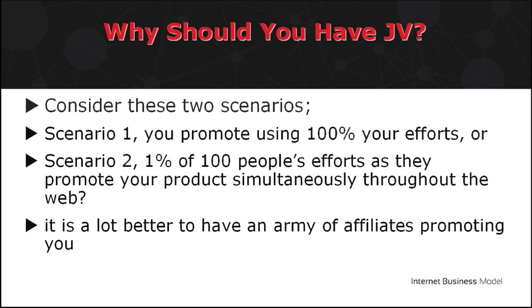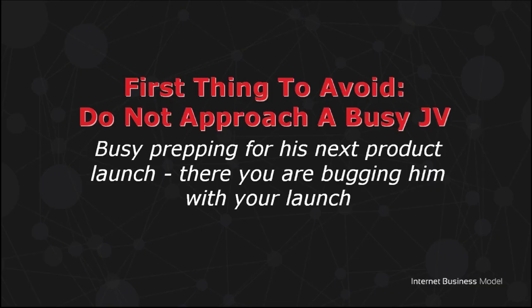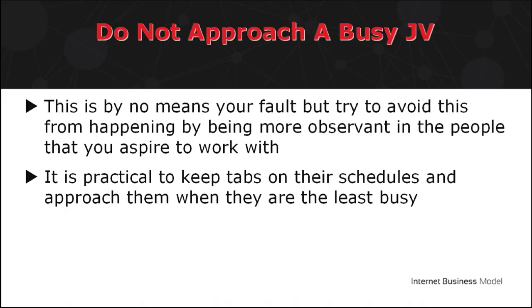Now that you've seen its potential, there are 5 top things to avoid in striking a potential JV partner. The first thing to do is not to approach a potential JV partner whenever he is busy. Sounds like a no-brainer, but you'd be surprised by how many product vendors annoy the heck out of a busy JV affiliate with multiple direct messages. Try not to disturb a potential JV who is busy prepping for his next product launch, his next vacation, or anything that needs his utmost attention. You might end up pushing him away.